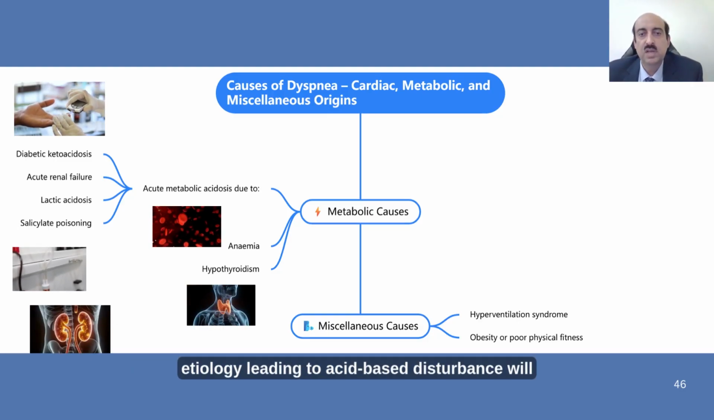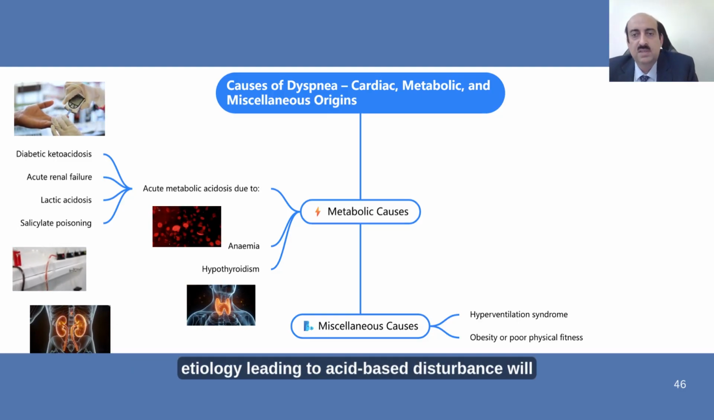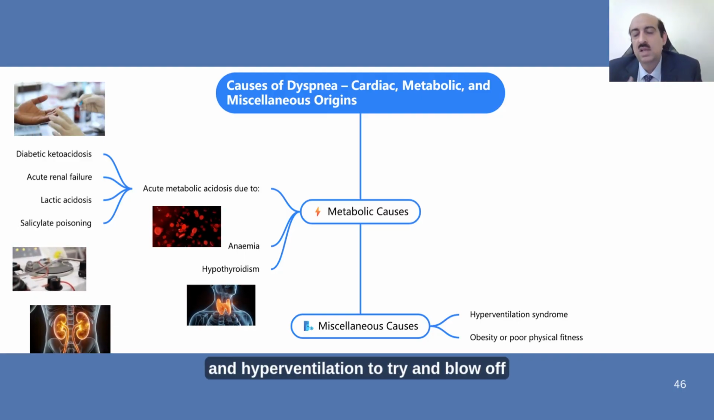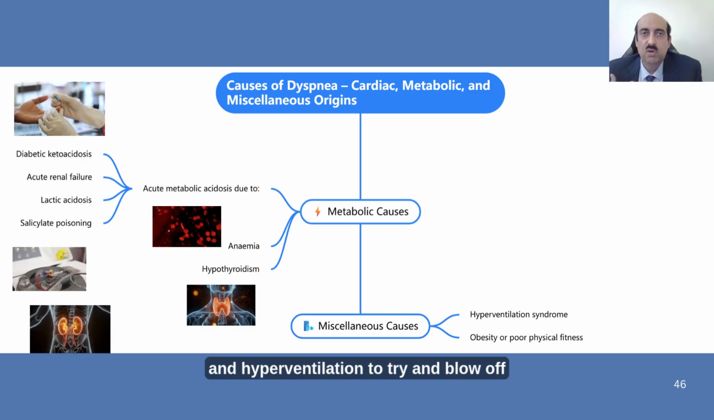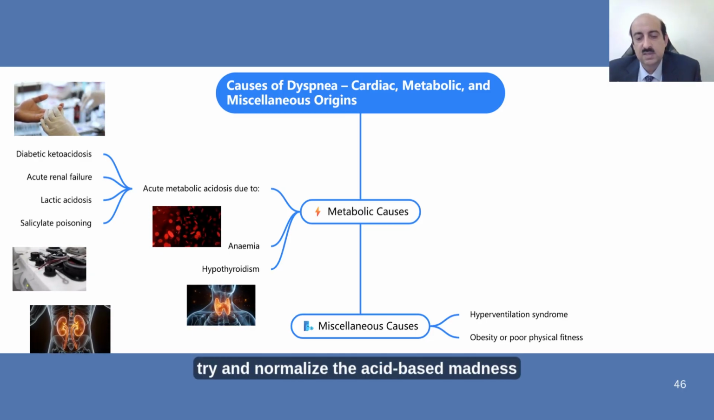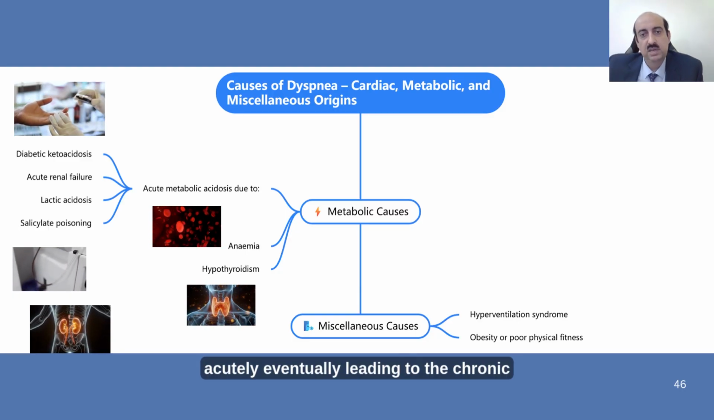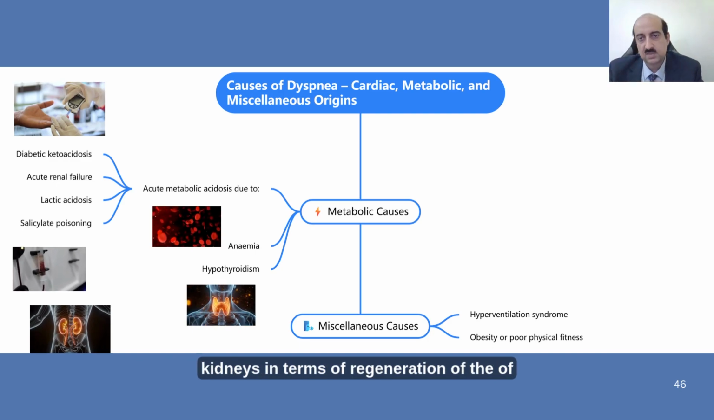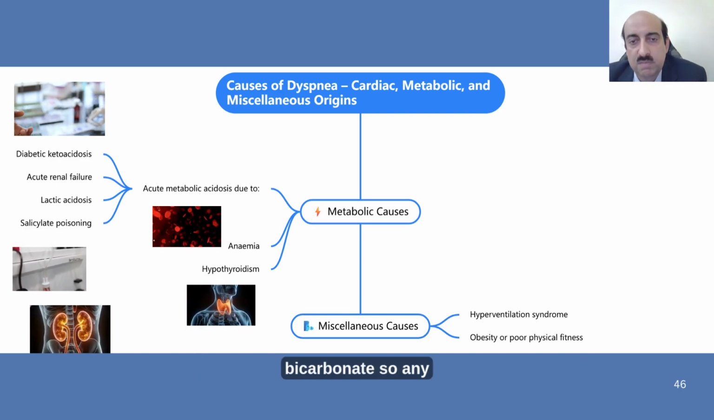Any metabolic etiology leading to acid-base disturbance will lead to shortness of breath. That's because of the chemoreceptors and hyperventilation to try and blow off the acidic CO2 and normalize the acid-base balance acutely, eventually leading to chronic or subacute compensation by the kidneys in terms of regeneration of bicarbonate.